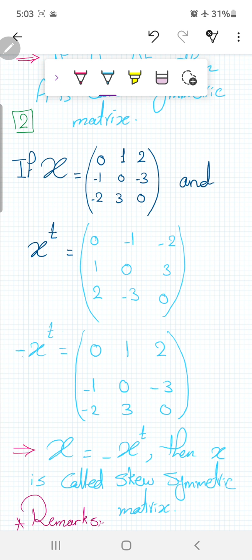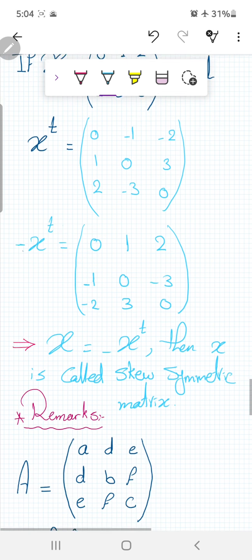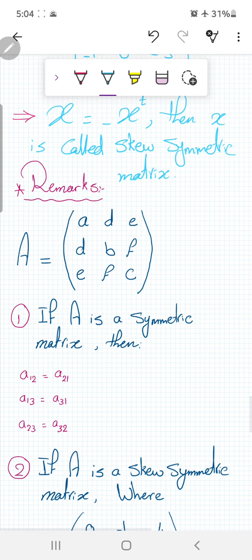So we know two definitions: a symmetric matrix if A equals A transpose, and a skew symmetric matrix if A equals negative A transpose. Okay, we have a remark. If matrix A equals this, A is a symmetric matrix, then as we said, the main diagonal A, B, C is like a mirror. So we said here D equals D.